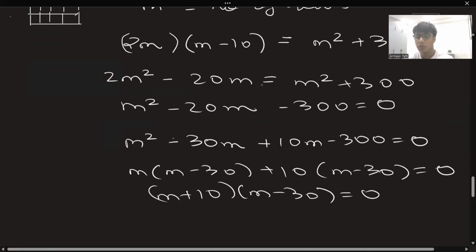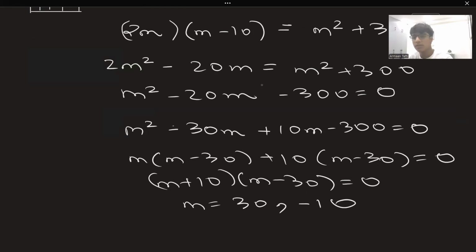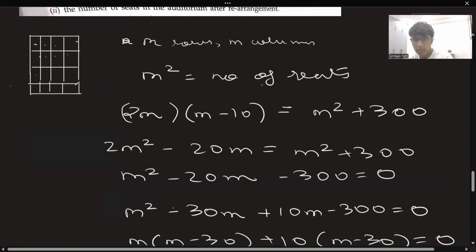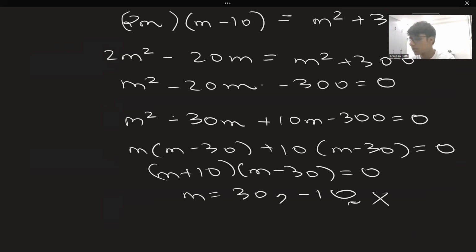So now you get two values for m, and that's m is equal to either 30 or minus 10. Now, once you've gotten this, can the number of rows, which we took as m originally, ever be negative? Number of rows is positive, so it has to be something positive, right? So this is why we reject minus 10. Okay, and always remember in your answer sheets, always show that you've rejected minus 10 and give a reason why, because otherwise the teachers may cut marks for that.